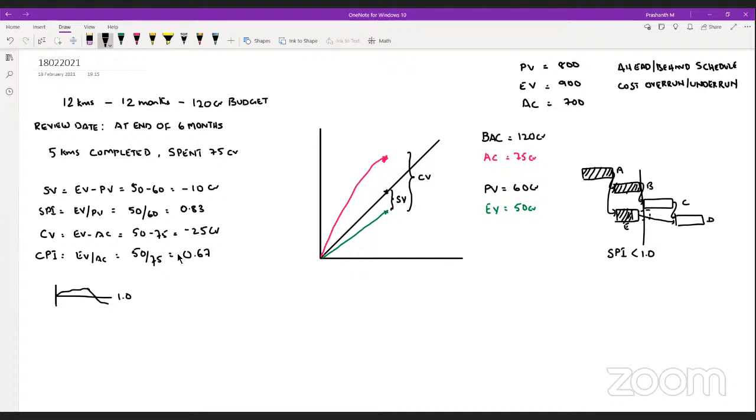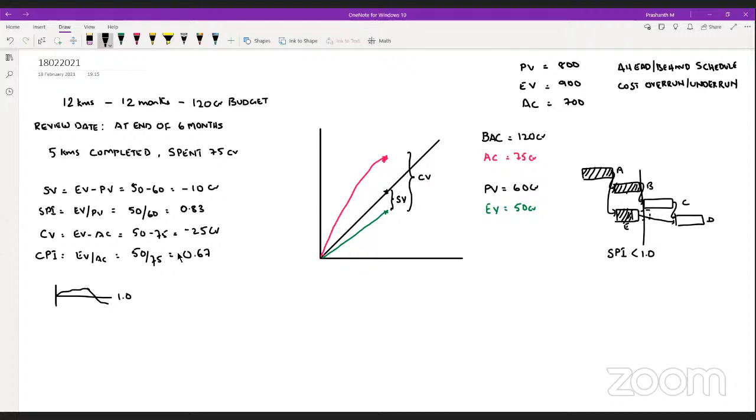Got it. Okay. So CPI, how do you understand the CPI? By comparing how much we have spent against what we have achieved. So when you say 0.67, can I say that for every one unit of currency I spent, I have earned only 0.67 units worth of work? Yes, I can say that, right?